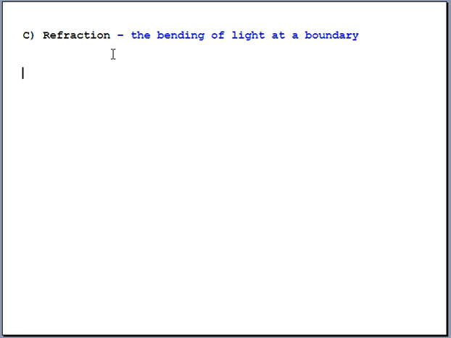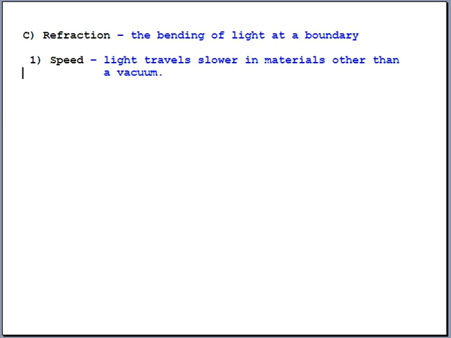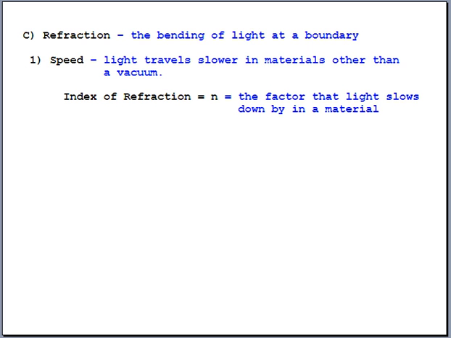But before we get into that bending, let's take a moment, in part one of this section of notes, to take a look at the speed change. It's true that light does travel slower in anything other than the vacuum of space. So in water it slows down, in glass it slows down, and different materials have a different amount of slowing down. To calculate how much the speed does actually slow, we use this thing called the index of refraction, and it's denoted in physics by the lowercase letter n, and every material has its own value for n, for this index of refraction. And that number is nothing but the factor by which light slows down.